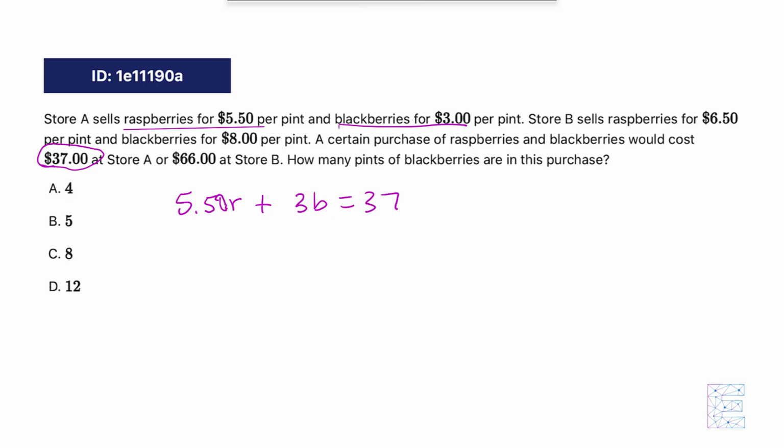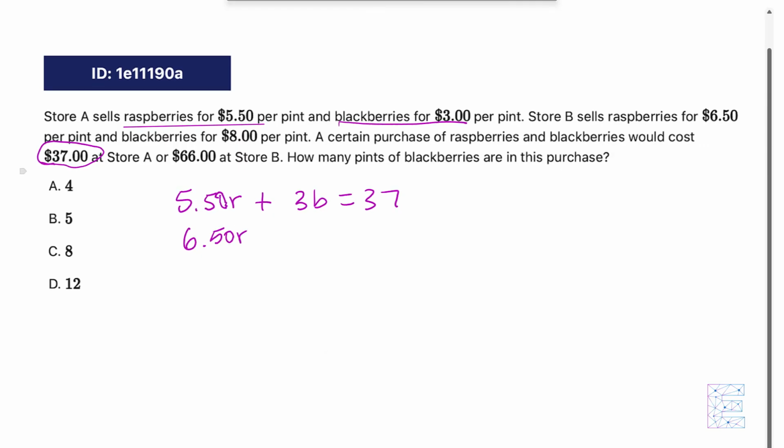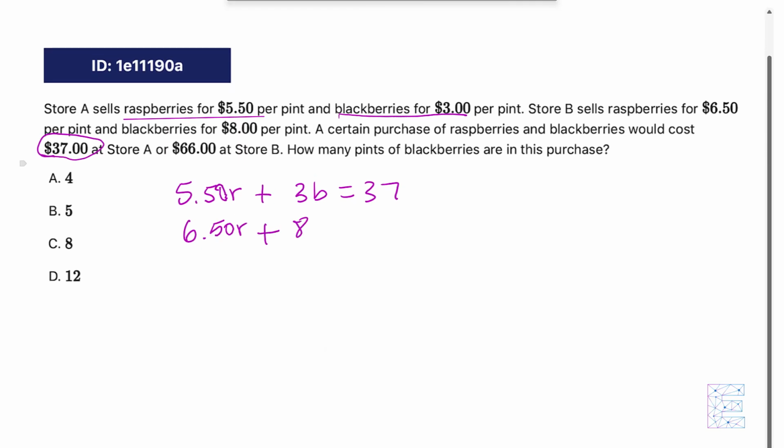Now for store B, we're going to repeat that. We know that the price of raspberries in store B is $6.50 plus $8 for the blackberries, and the grand total would be $66.